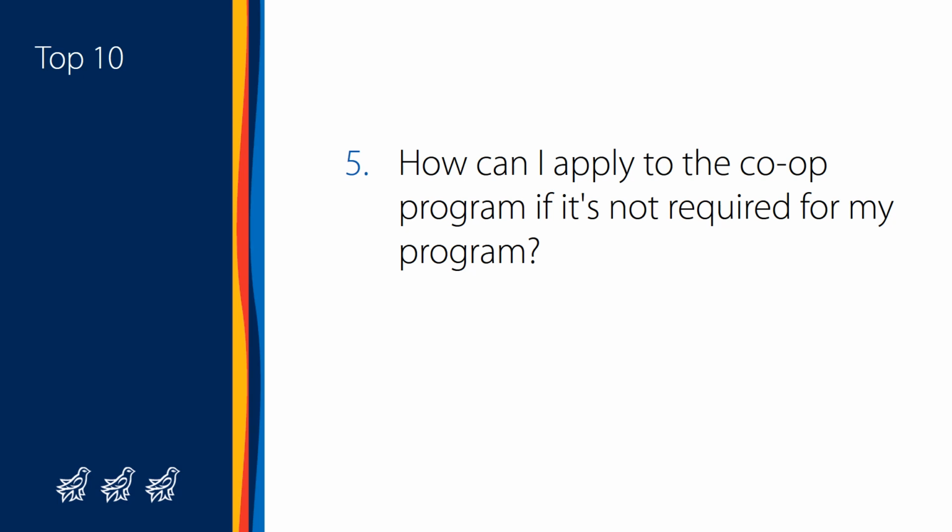How can I apply to the co-op program if it's not required for my program? You would complete your first year of studies, and then early in the second year of your studies, you would submit your application to the co-op program. Now, depending on the department that you have declared your major in, or what program you're majoring in, there will be GPA requirements set out that you need to have achieved in your first year of studies to be acceptable to the co-op program. But you would apply to that program early on in your second year.